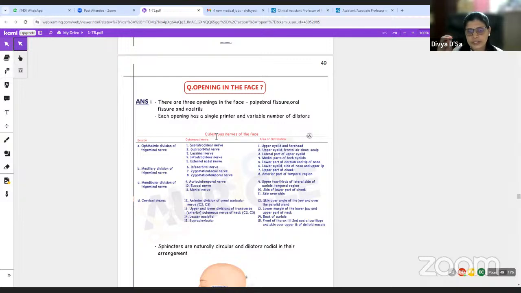The supratrochlear supplies the upper eyelid and forehead. The supraorbital supplies the upper eyelid, frontal air sinus, and scalp. The lacrimal nerve supplies the lateral part of the upper eyelid. The infratrochlear nerve supplies the medial parts of both eyelids. The external nasal nerve supplies the lower part of the dorsum of the nose and the tip of the nose. Then the maxillary division gives three branches.